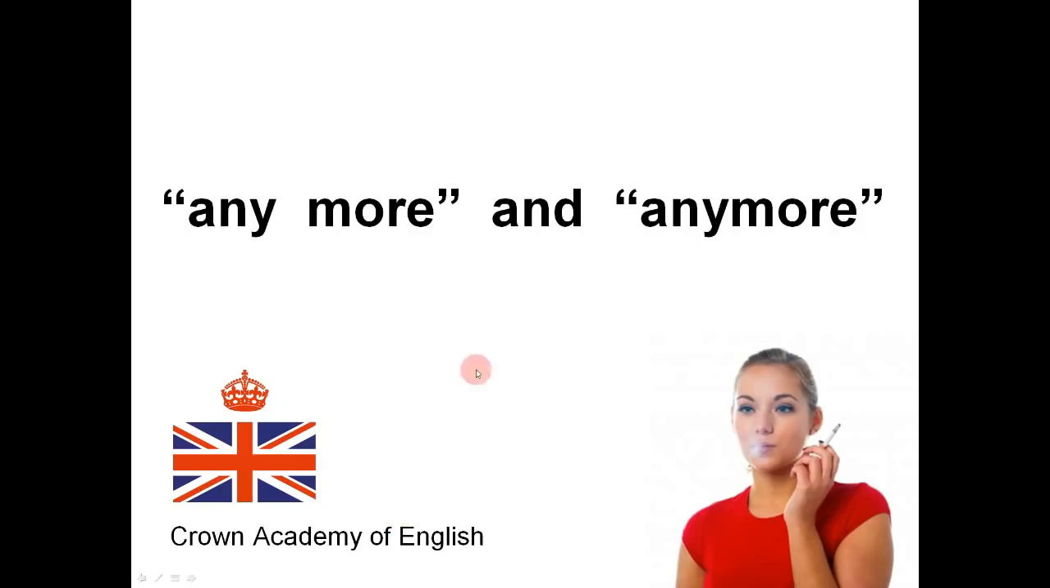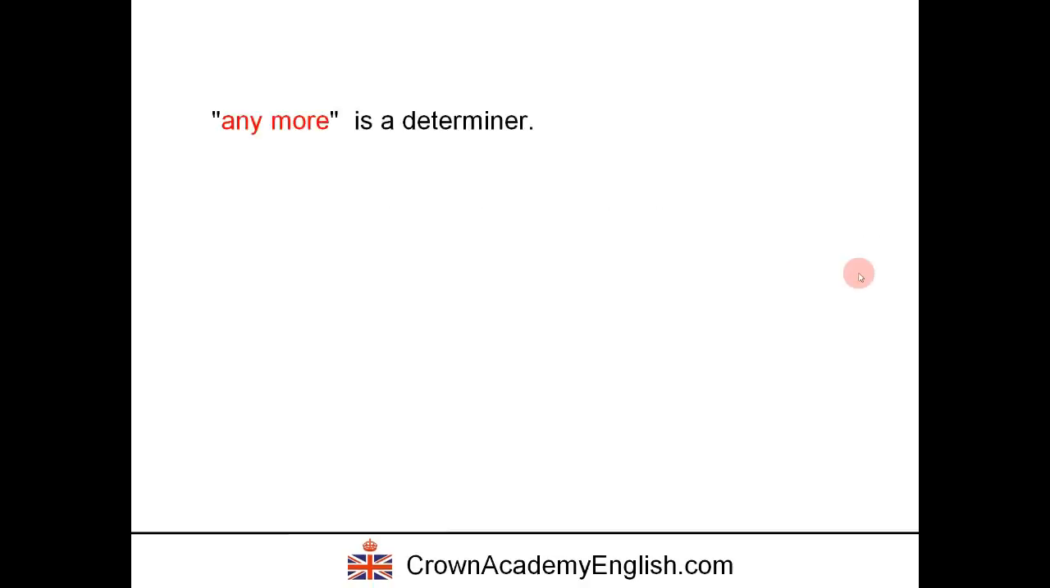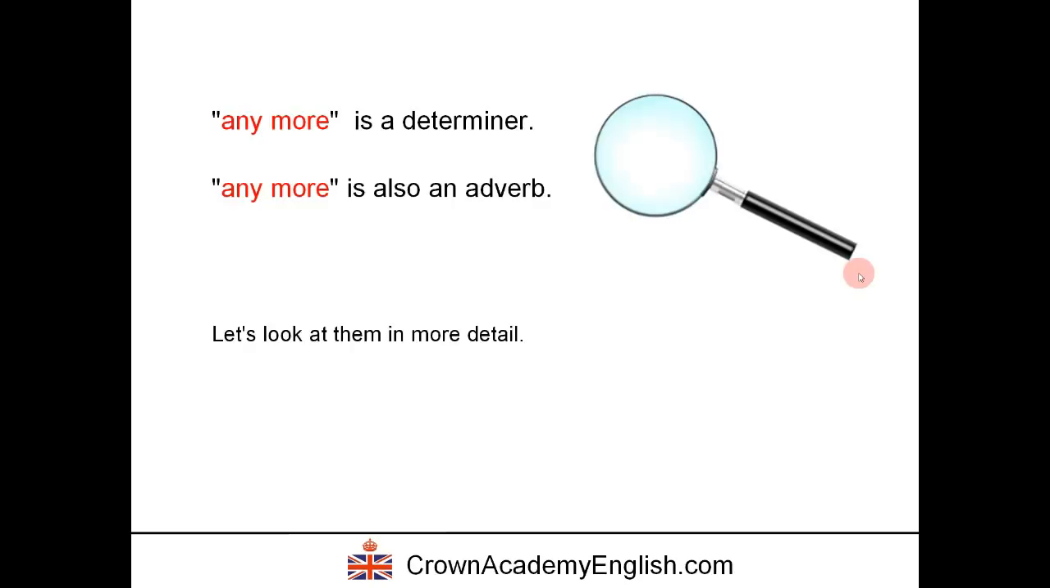Today's lesson we are looking at a word or words called anymore. Two words, "any more", and "anymore", one word. So watch the video and then do the exercises at the end. Anymore is a determiner. It is also an adverb. So let's look at them in more detail.